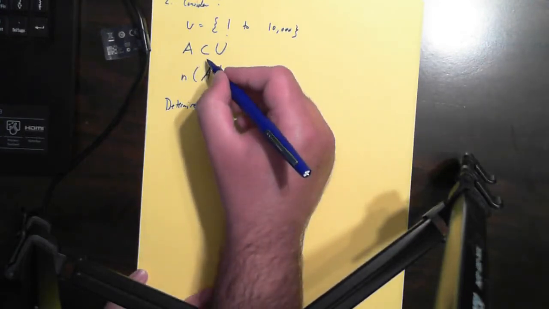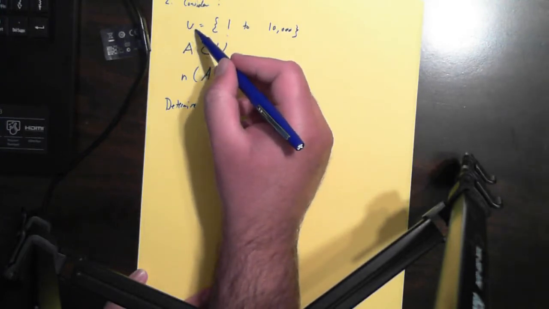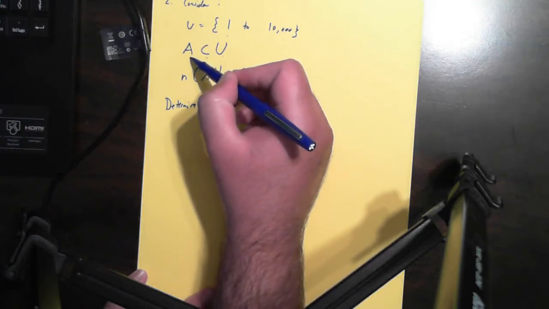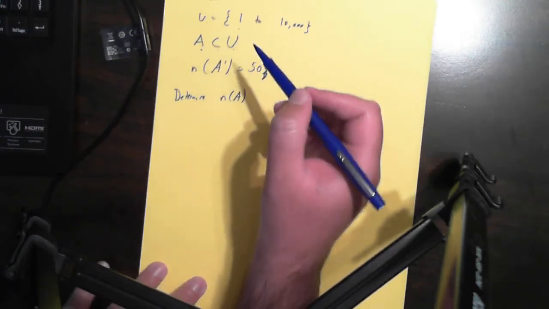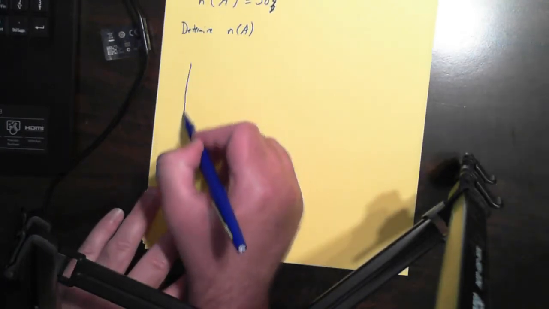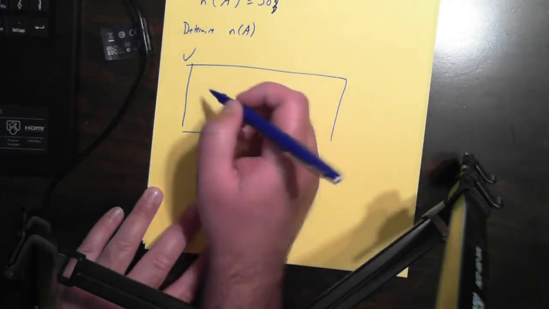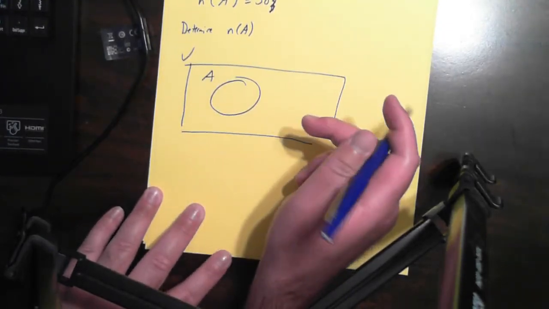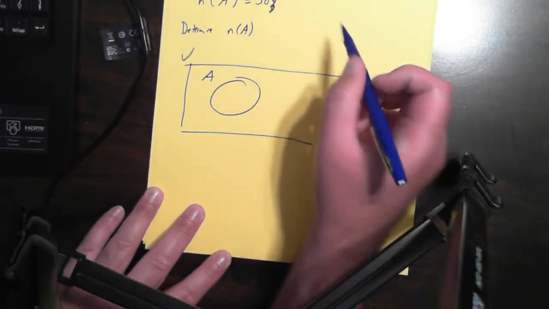So set A is a subset of U. So that means I've got a universal set. Inside of that universal set, I've got some set called A. I'm not told much about A, but I just know that it's inside of U. So I can roughly draw what this looks like. Here's my universal set. And I just know that whatever set A represents, it's in here doing whatever it does. Okay? So that covers the first two pieces.